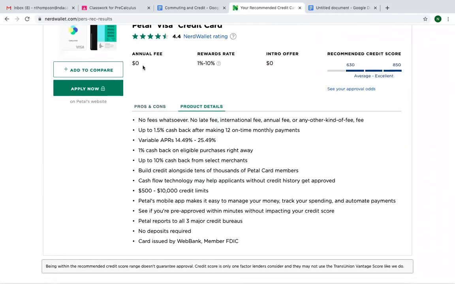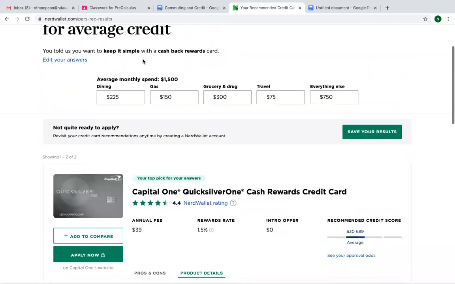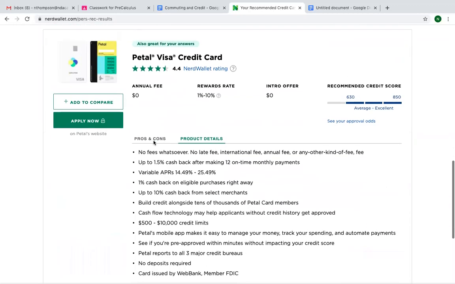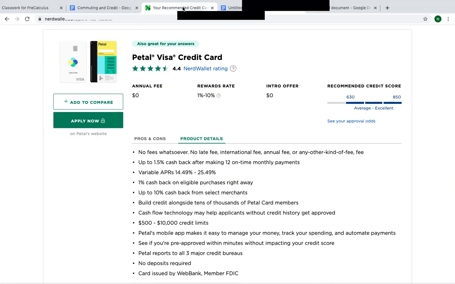And then depending on which one works best, let's say I really like that this card doesn't have an annual fee. An annual fee means that just for having the card once a year, you have to pay to have it. And I don't really want to pay to have the card. Like $40 for the year isn't that much, but I just don't want to deal with that. So I'm going to have no fees, no late fees. And so I really just like this Visa credit card.